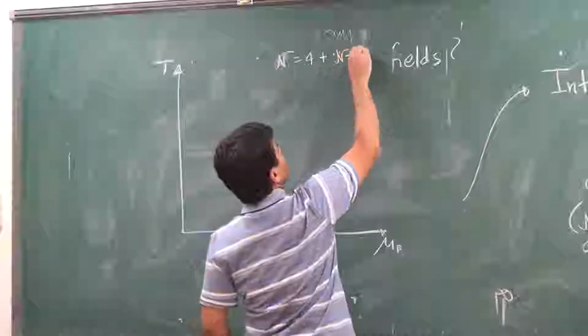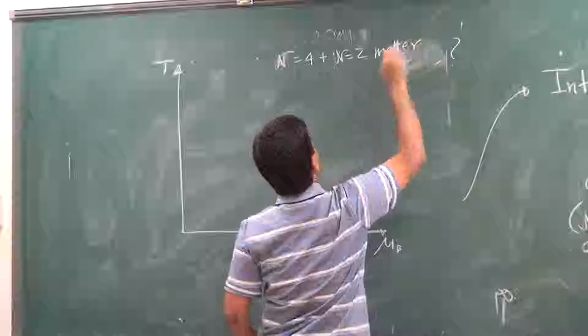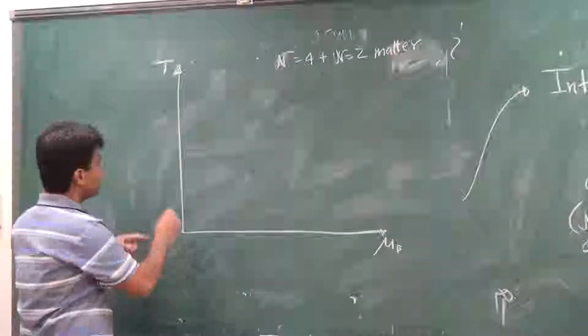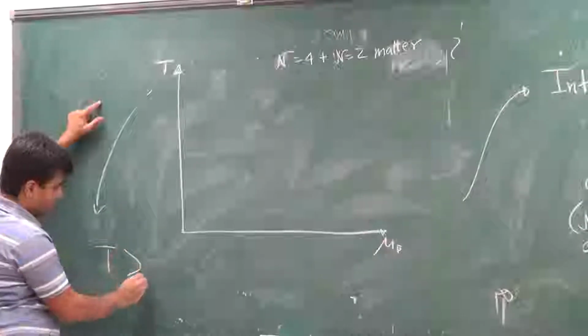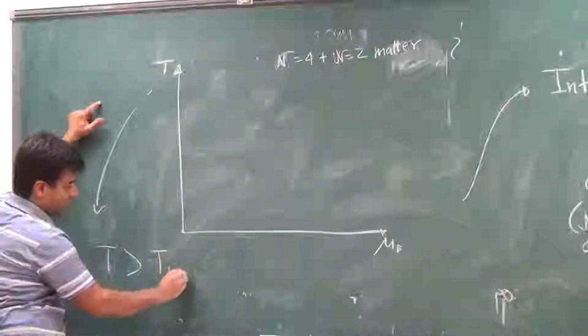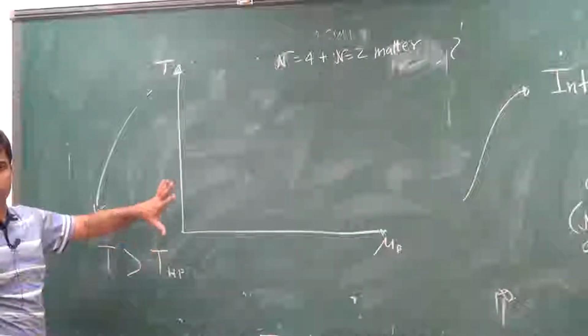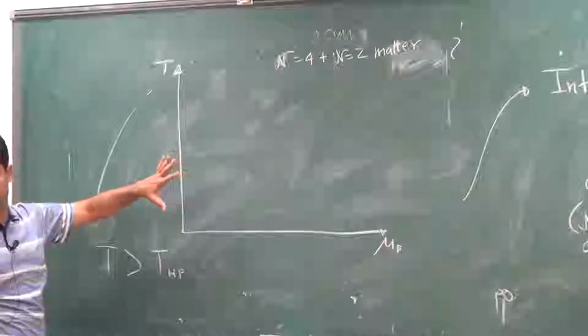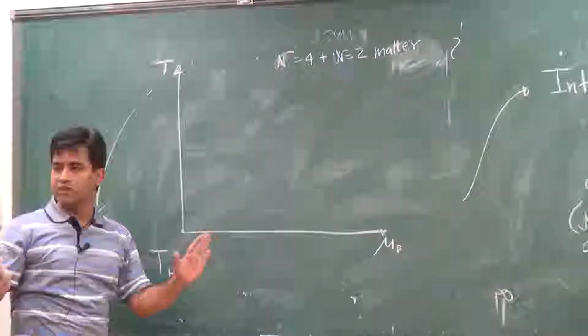n equals 2 matter. So you should think of all these temperatures as being T greater than the Hawking-Page temperature. This is all temperatures for which the n equals 4 theory is already in its deconfined phase. So the gluons are, Z_n symmetry is broken in this case.